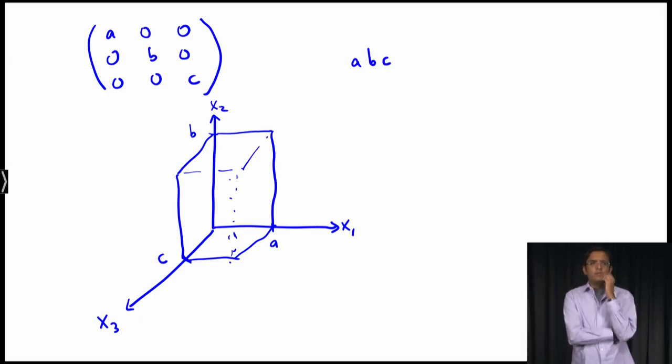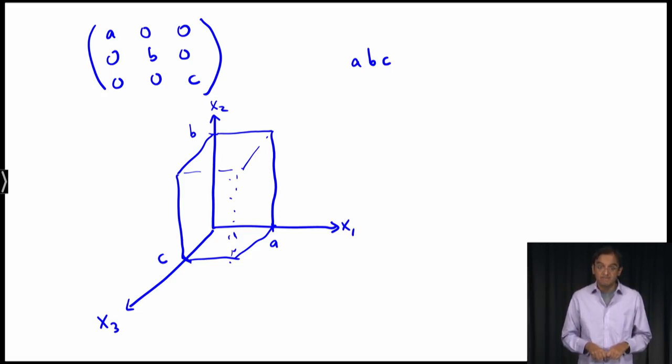Okay, now let's go back to what we were saying about determinants. Is the determinant of this matrix ABC? Indeed it is. The determinant of a diagonal matrix is just the product of the diagonal elements.